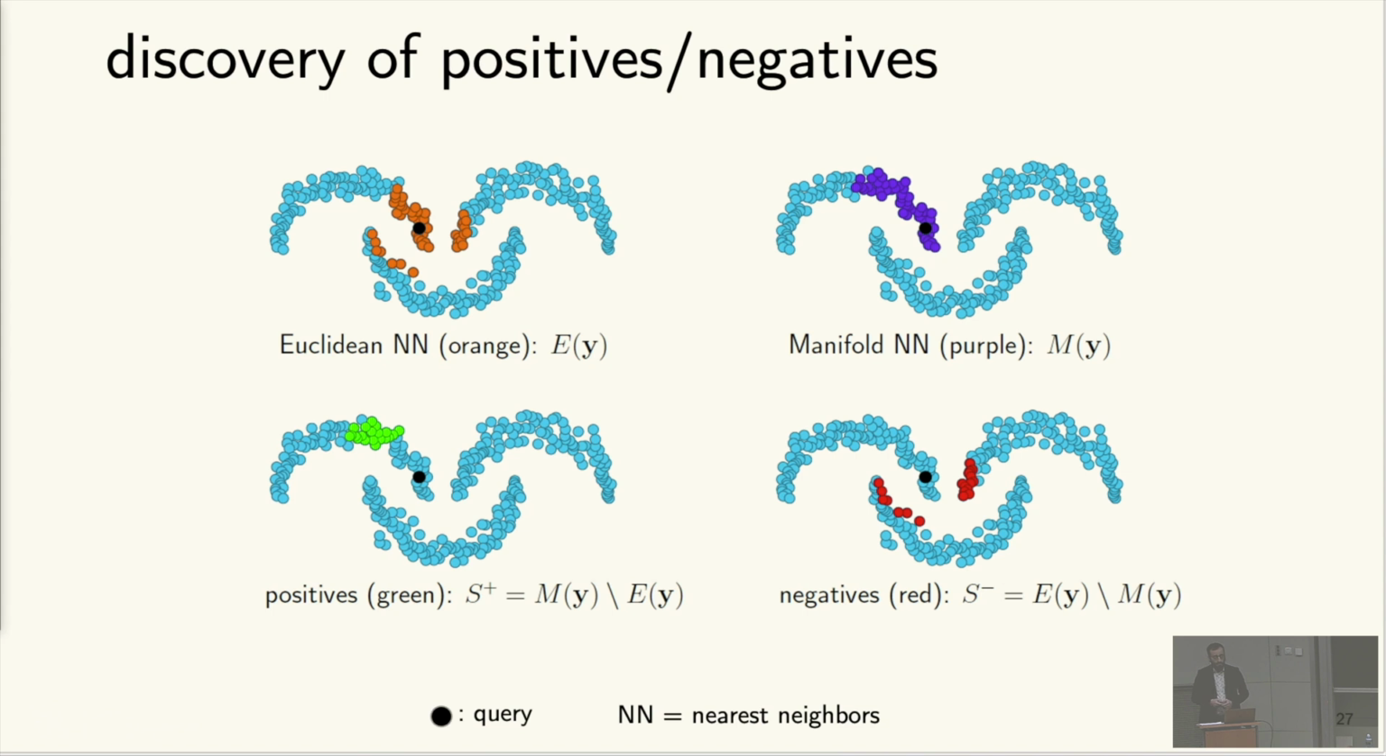In a symmetric way, we also select the negative examples. And these are the Euclidean neighbors that are not manifold neighbors. So here, Euclidean distance indicates that these points are currently nearby, but manifold distance indicates that they should not. Therefore, they're chosen as negatives to be pushed apart.